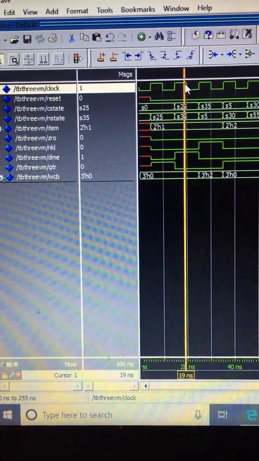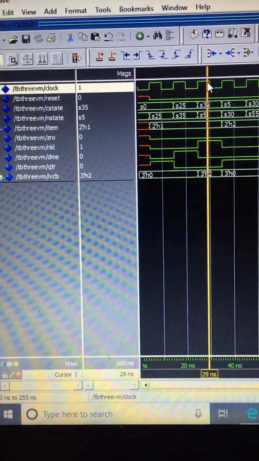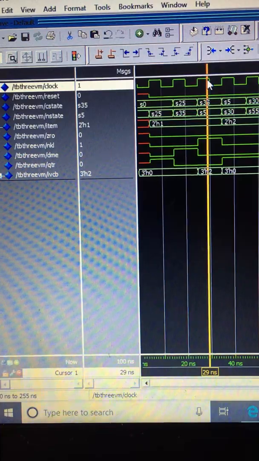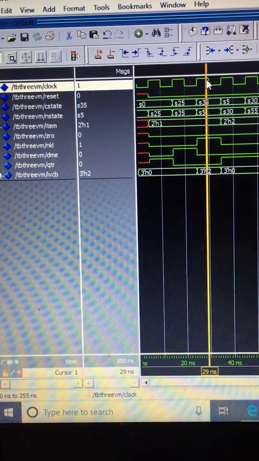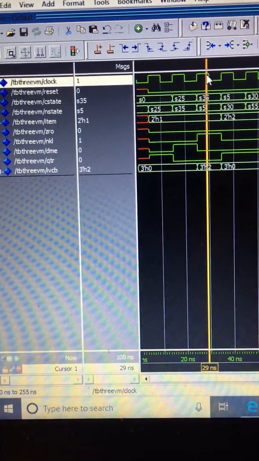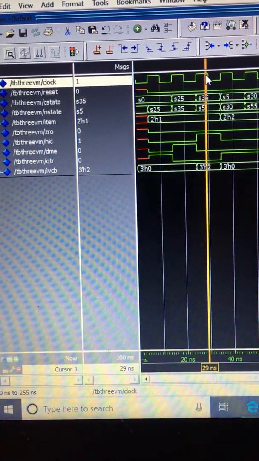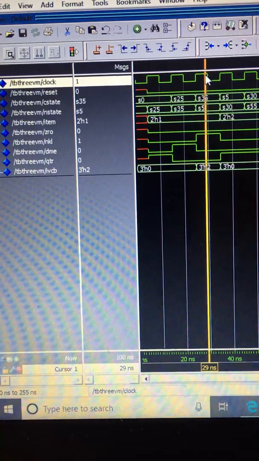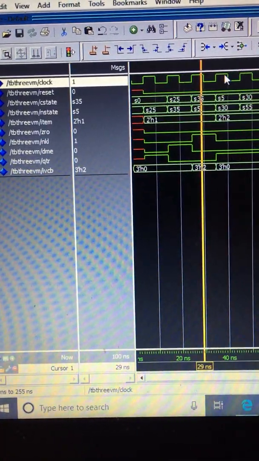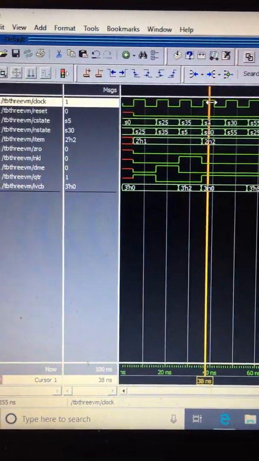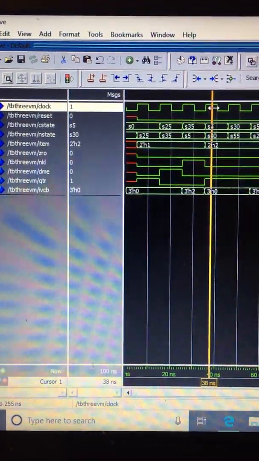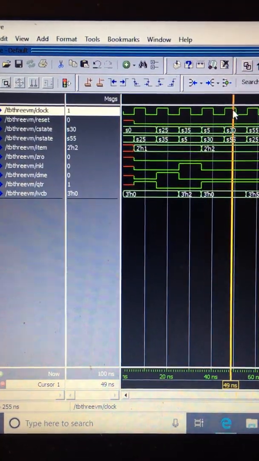The output is 0. The next rising edge is in state 35, and a nickel is being inserted, so the next state is state 5, and the output is 0, 1, 0, which stands for item 1 being vended with no change. At the next rising edge, it is in state 5, and a quarter is being inserted, so the next state is state 30, and the output is 0.